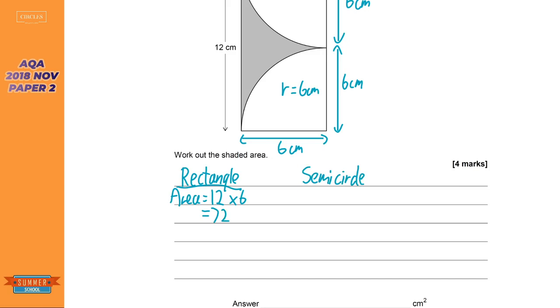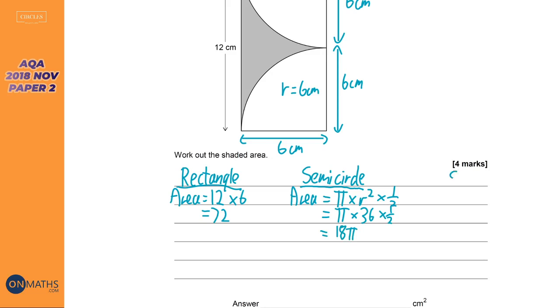Then we'll work out the area of the semicircle. Remember, we're viewing it as a semicircle, not 2 quarter circles. So the area is just going to be pi times r squared, and then it's half a circle, so we then need to times it by half. So it'd be pi times 6 squared, which is 36, times a half, and half of 36 is 18, so it's just 18 pi. I'm just going to leave it in terms of pi.